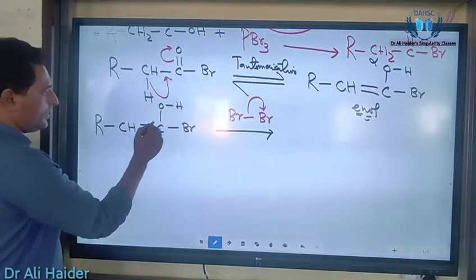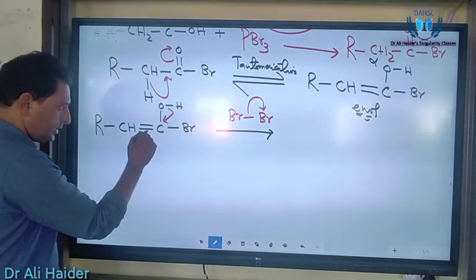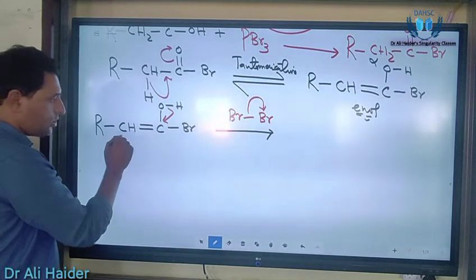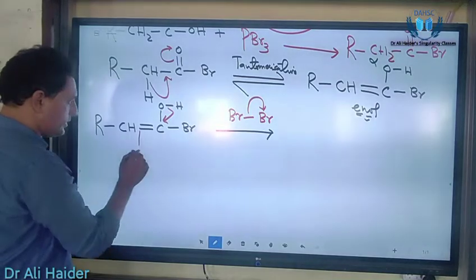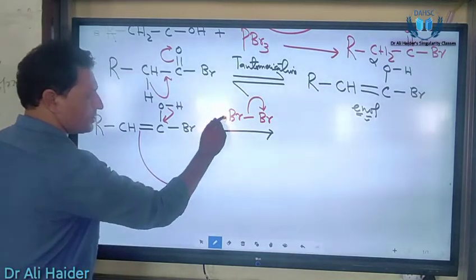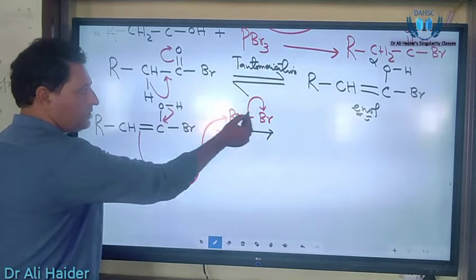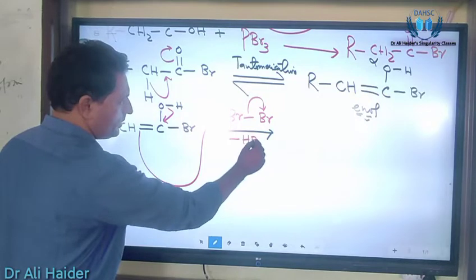At the same time, this OH bond, its two electrons will come down like this, and these two electrons will move to this carbon. This will get negative charge. This negative charge will pick up this Br plus. You got it? So it will be like this. This will occur in one step. At the same time, the H plus that comes out from here will bind to Br minus, and there will be release of HBr. You got it?